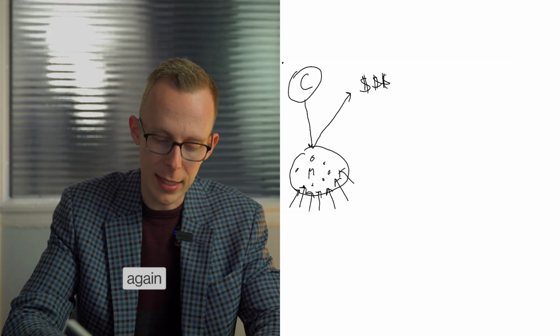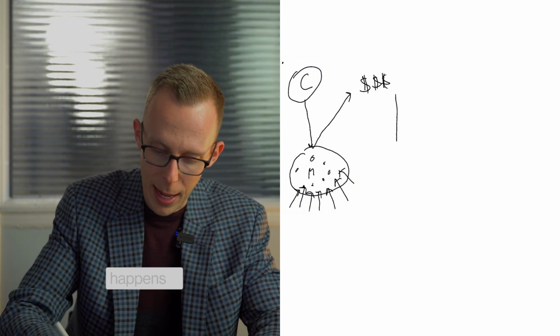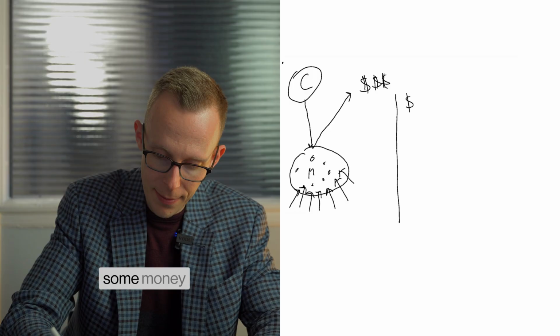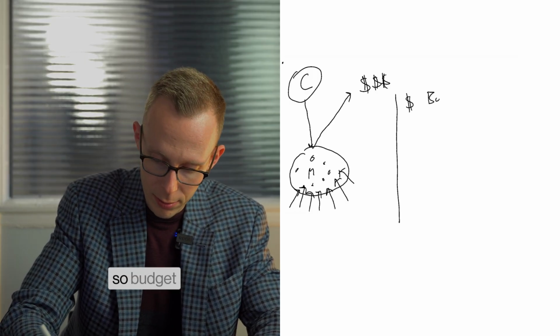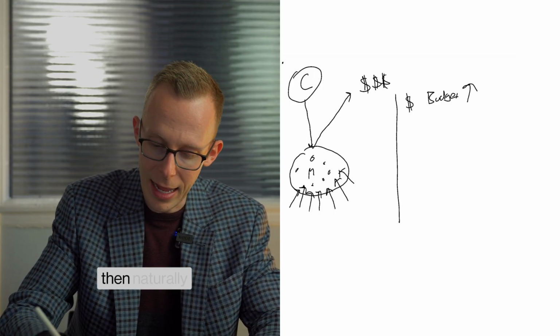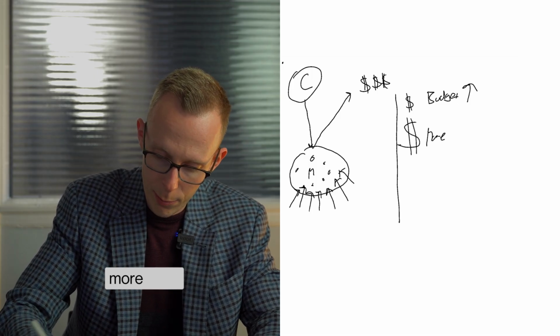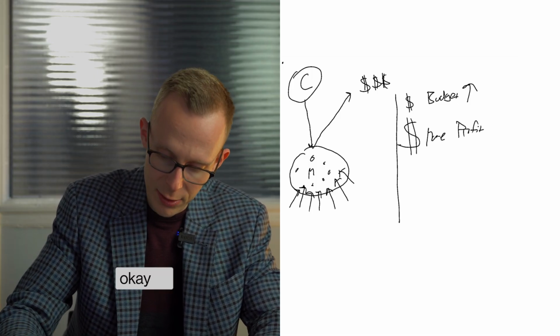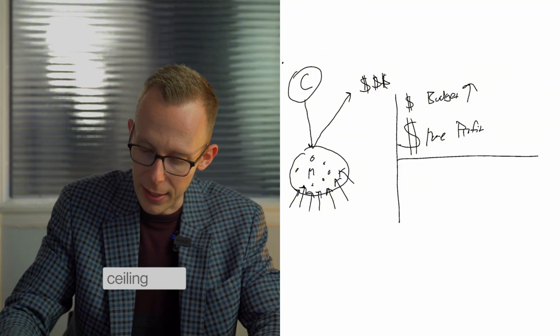So again, the campaign goes out and it extracts money. And then naturally, if you start making some money, you scale up the budget. So budget increases, and as a result, you want to see your money increase, more profit. Okay, so then what do you do? You scale it again. And eventually though, you reach a ceiling.